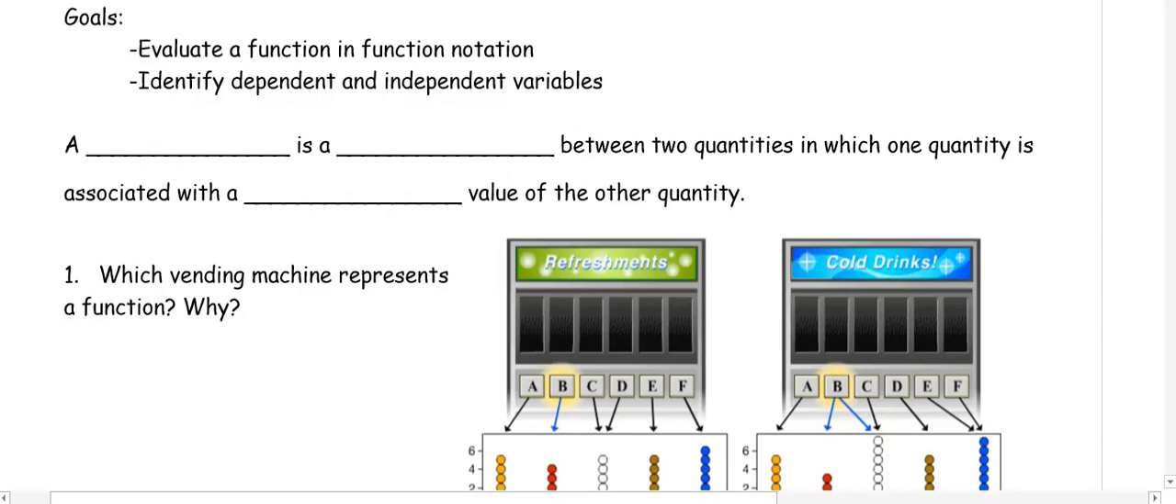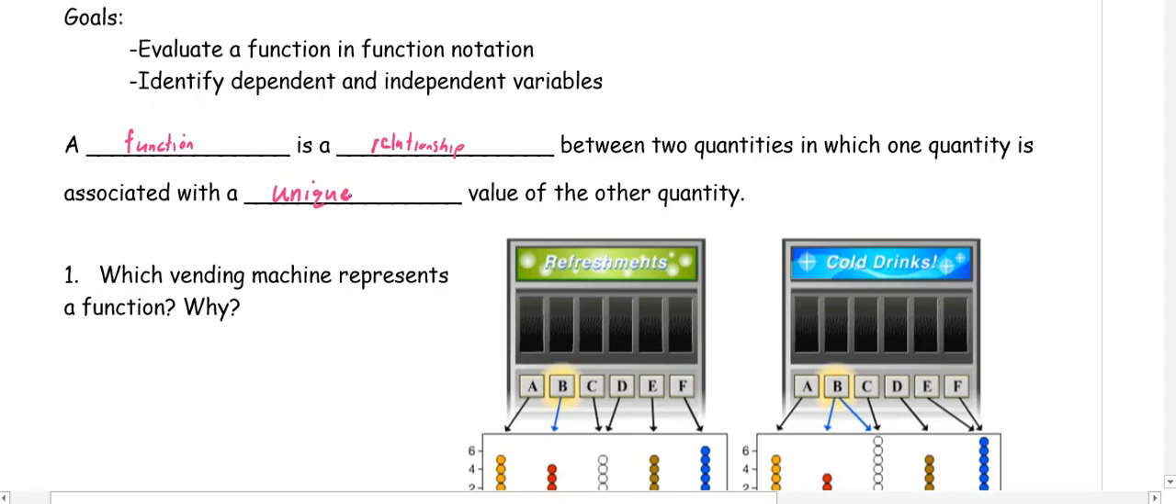This video is about evaluating a function in function notation and identifying a dependent and independent variable. So before we get to that, we need to know what a function is. A function is a relationship between two quantities in which one quantity is associated with a unique value of another quantity. What that basically means is for every input in our function, we're going to have one output.